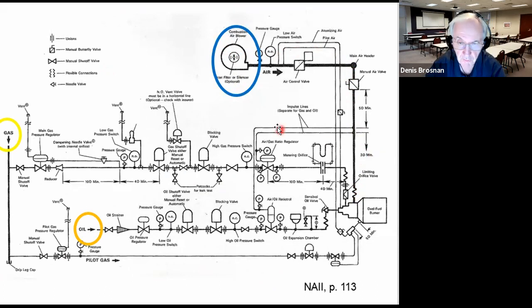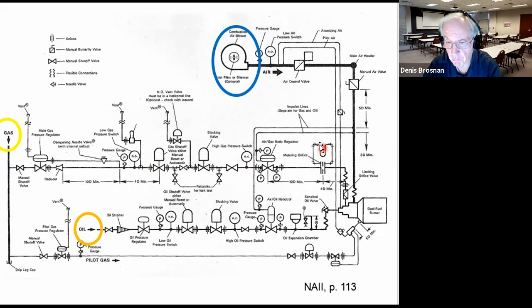And you know what pilot lights are. They're there to burn and make sure that the fuel stays ignited. The gas is coming in here and coming across through the type of diagram you've seen before: pressure regulators, blocking valves, low and high pressure switches, and into a ratio regulator. And they show the manometer right here after the ratio regulator.